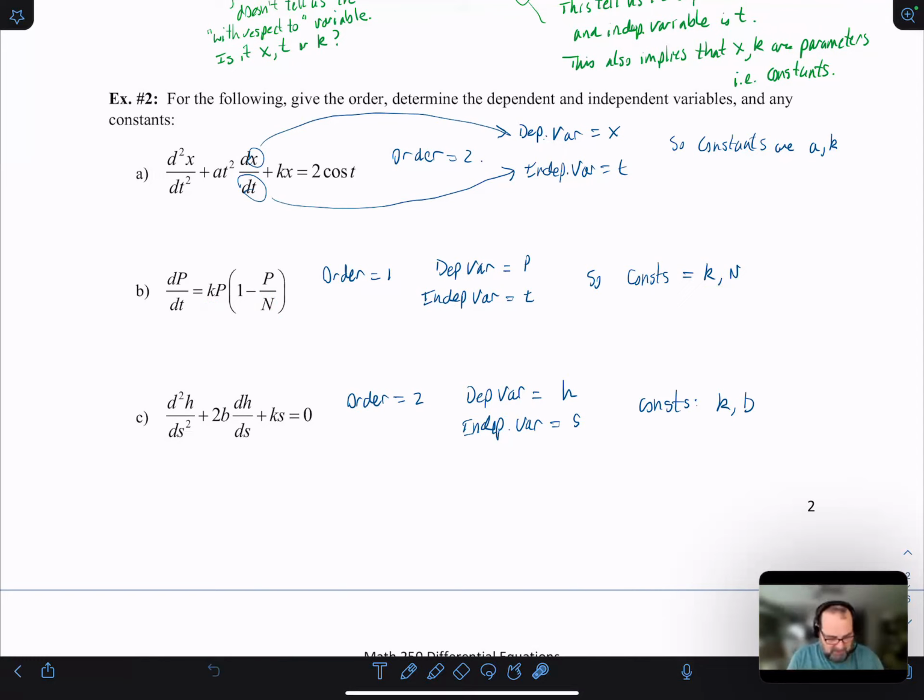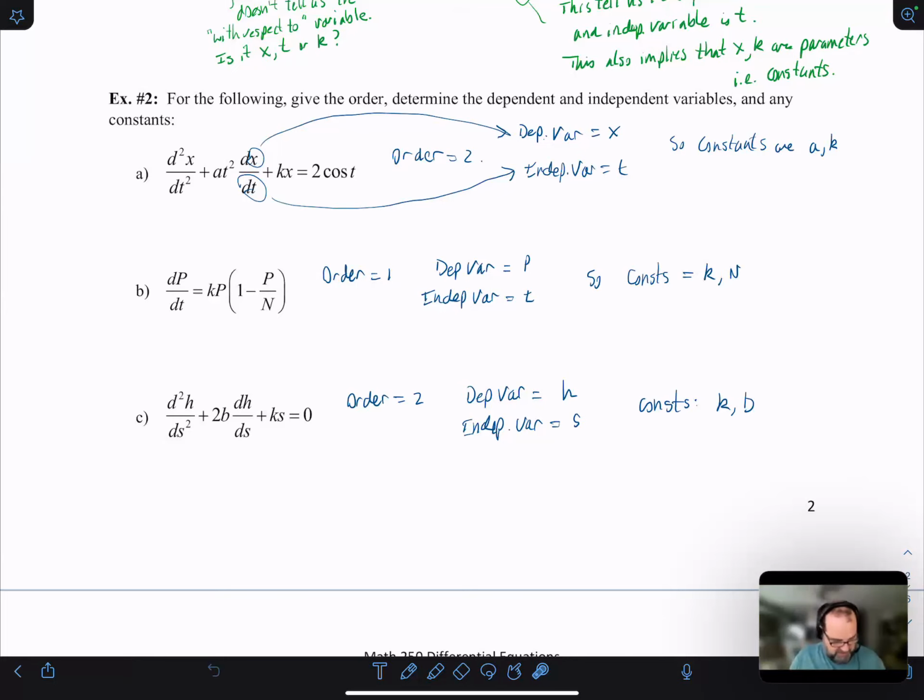All right, so I'll let you look at the last one here. It is a very similar idea. But again, hopefully you get the sense that the Leibniz notation actually gives us a little bit more information than the prime notation does. So that's basically the first 2 pages of this.